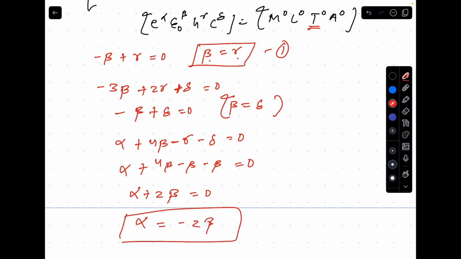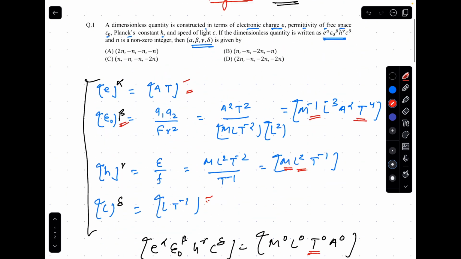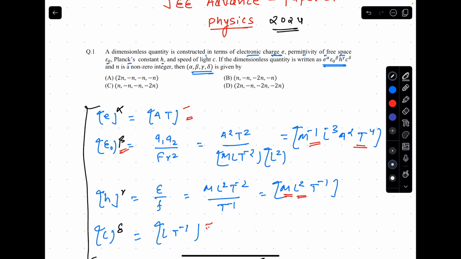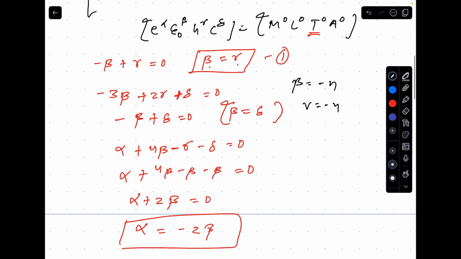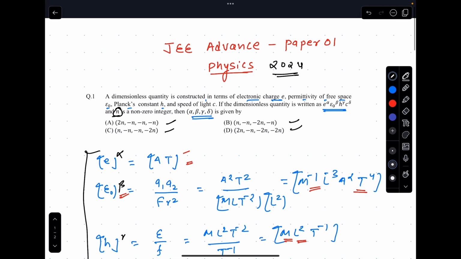Now from here we can get the answer, no need to solve further, because in the options they haven't given us exact values. They are saying suppose alpha, beta and gamma are some values in terms of n, then what could be the possible values. Looking at the options, if I take beta as minus n, then gamma also becomes minus n, delta also becomes minus n, and alpha becomes 2n. So I am getting the first option correct.